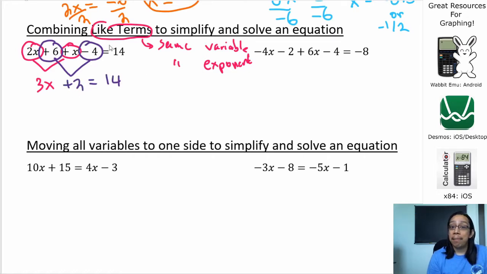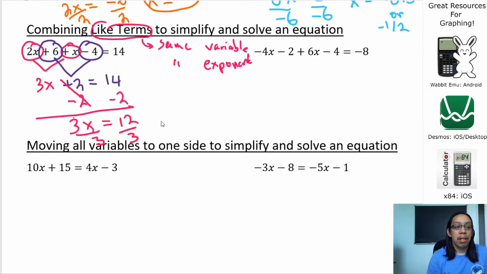And now notice that I'm in a situation where it's a two-step equation. So inverse operation, so minus 2 minus 2. We create a 0 pair here, so 3x equals 14 minus 2 is 12. And then we do the inverse operation of division here. We divide both sides by 3. X equals 4, because 12 divided by 3 is 4. So big idea here. You can only combine like terms to continue simplifying. You can only combine if they have the same variable and the same exponent.